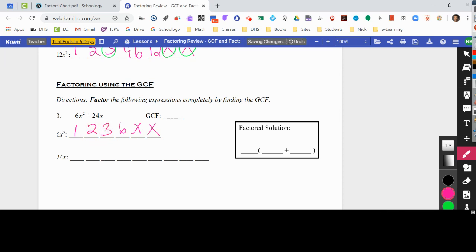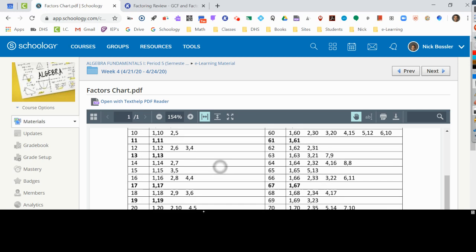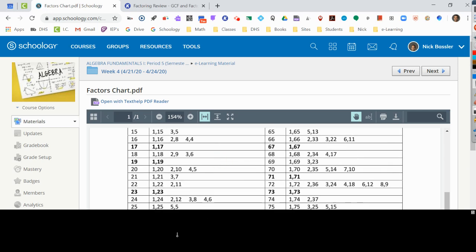And I'm going to do the same thing for 24x. There goes my x all the way at the end. What are my factors of 24? Well, I know 1 and 24 goes into it. I can't remember my other ones. Oh, that's right, factor chart time. So I'm going to find that number, 24, on my chart, and there it is. So I have 1 and 24, 2 and 12, 3 times 8, and 4 times 6.